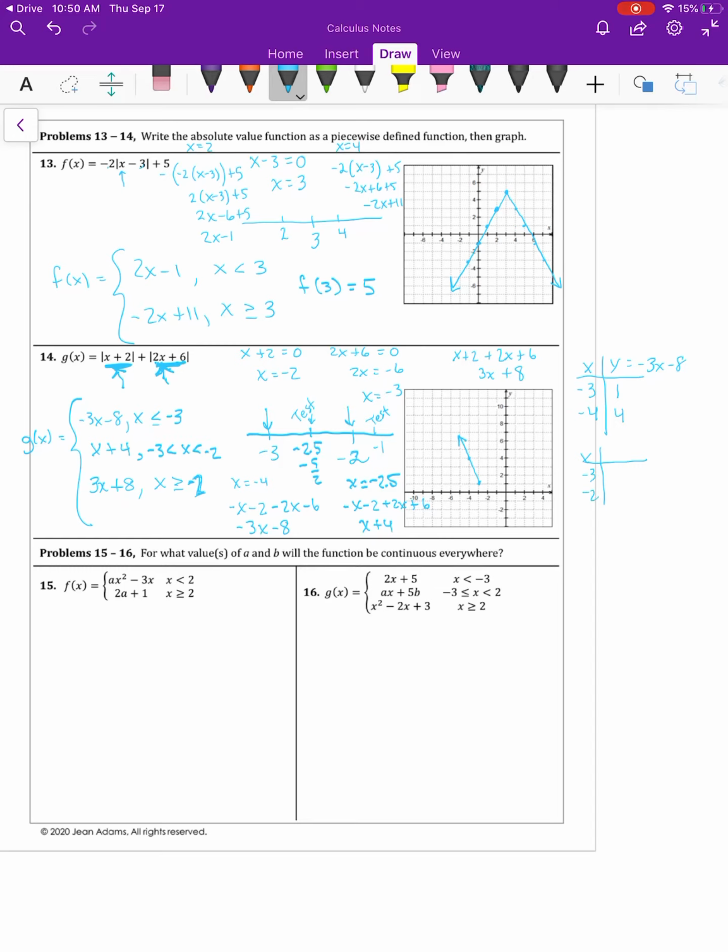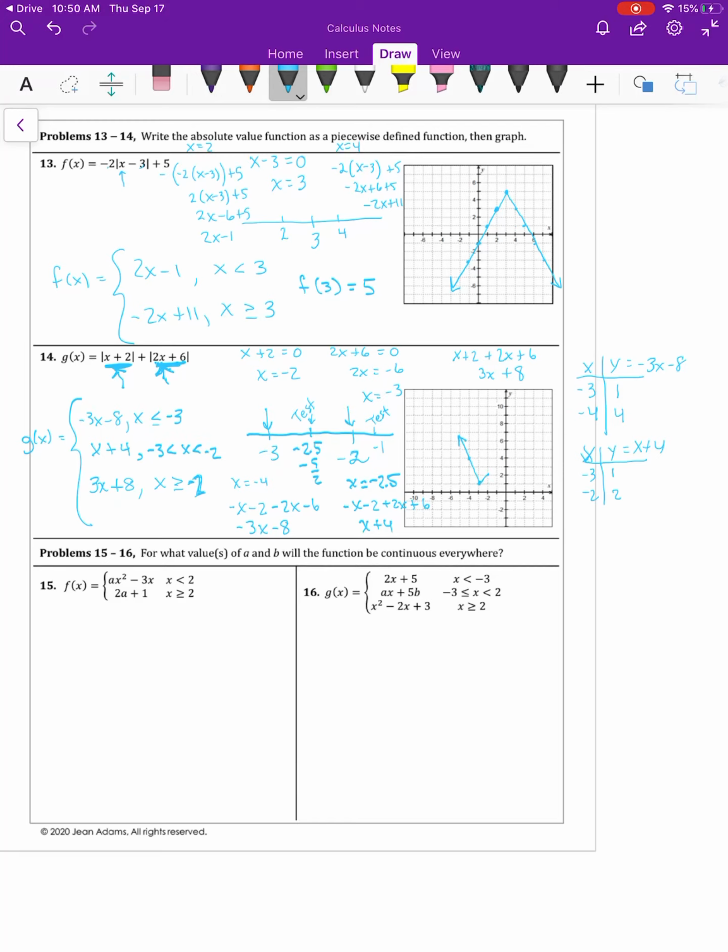So negative 3, negative 2, that's my x value. My y is x plus 4. So if I put negative 3 in, I get 1. If I put negative 2 in, I get 2. So they always share that same point. So there's that negative 3, 1, negative 2, 1, 2.